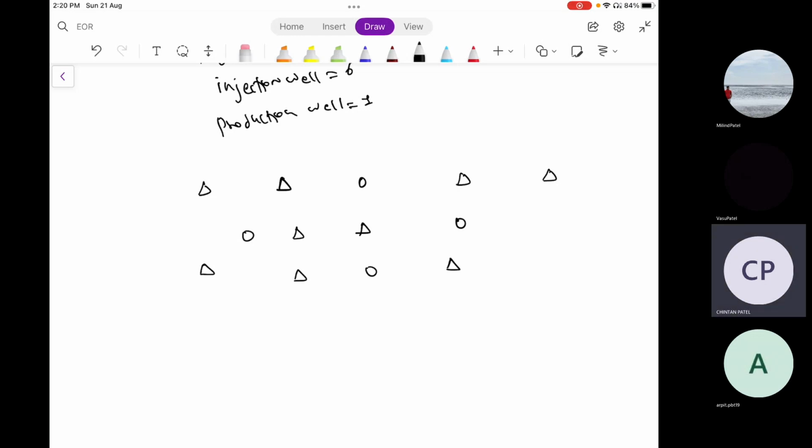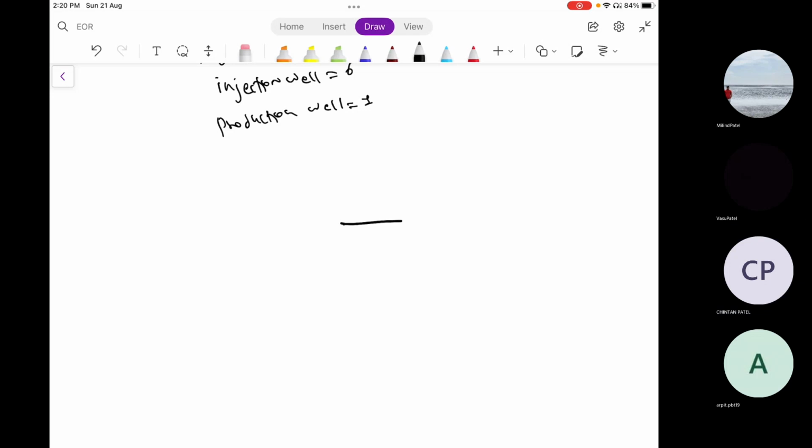इसको ड्रॉ करना भी थोड़ा हार्ड है. ओके, ऐसे नहीं ड्रॉ करेंगे, हेक्सागोनली बना देते हैं पहले. ओके.